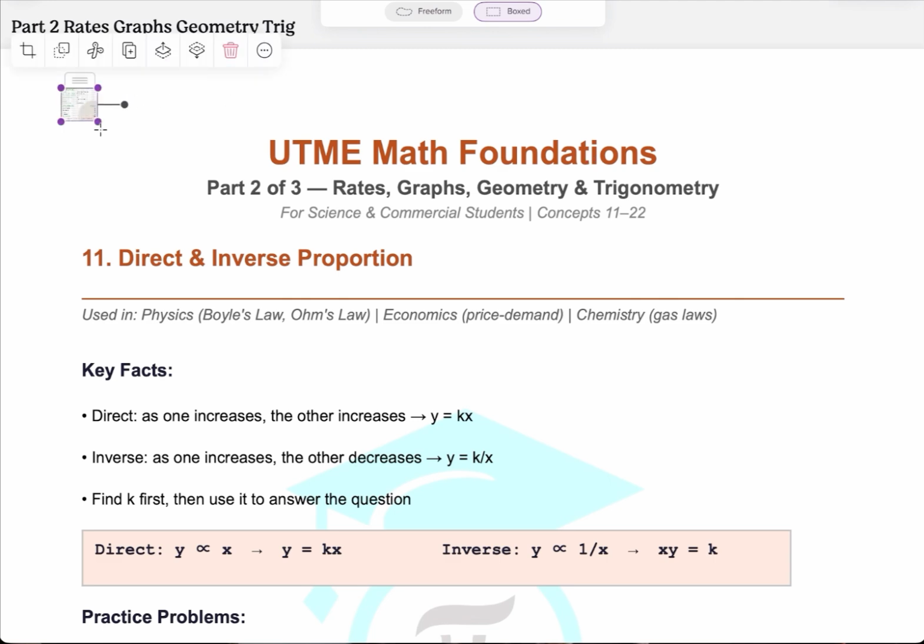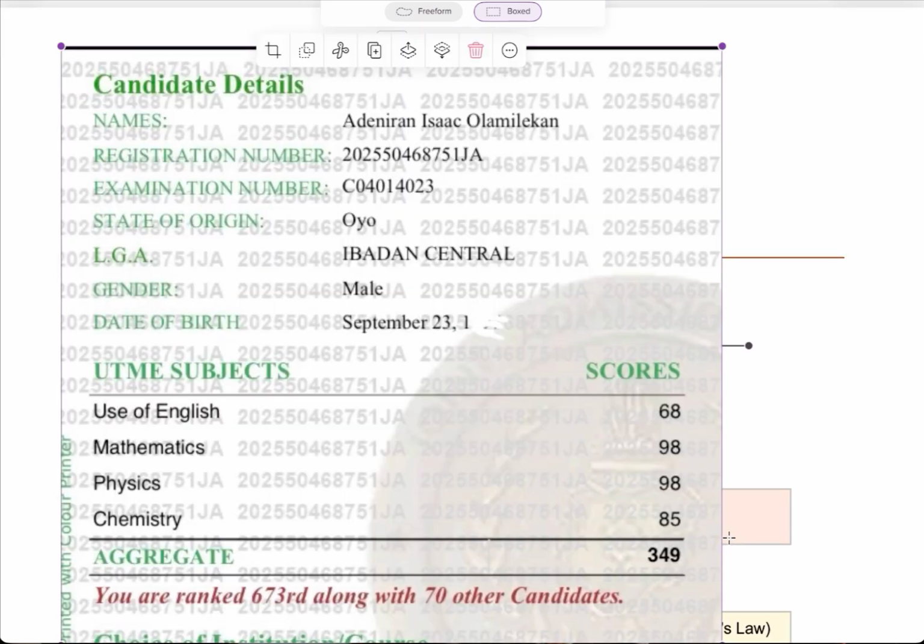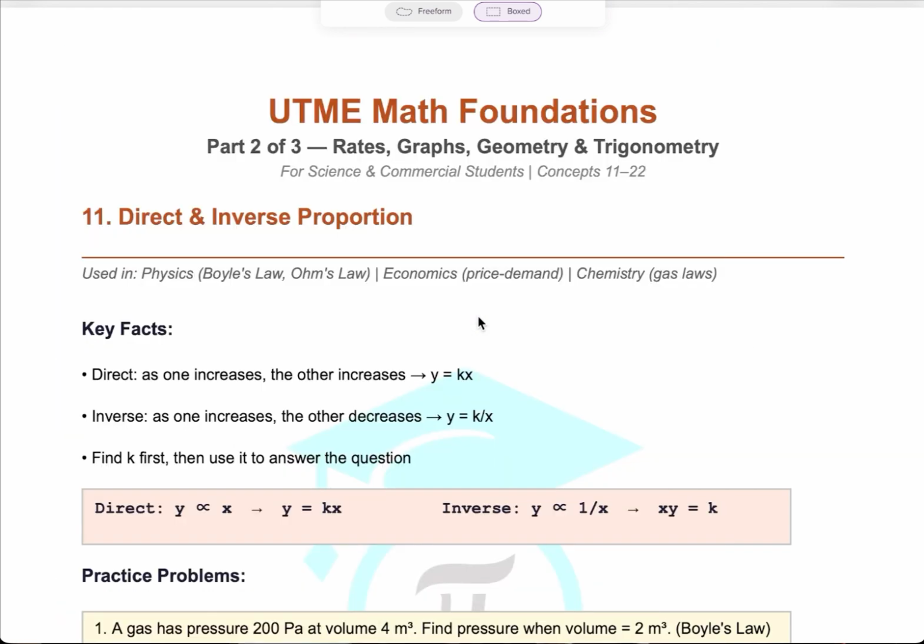You can see my score right here. You can see my math score and you can see my physics score. The reason why I was able to have this very, very huge score is because I am familiar with some math concepts that I'm about to introduce to you in this video.